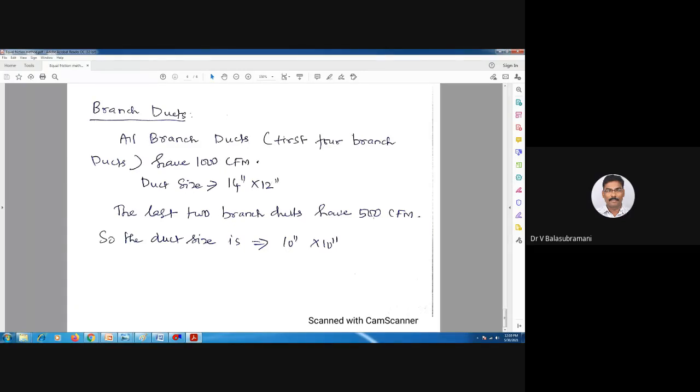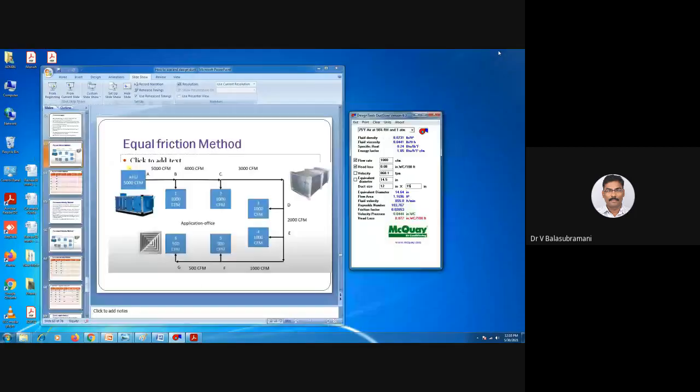The last 2 branch ducts have 500 CFM. So 10 inches cross 10 inches. So the same values may be used. Otherwise, you may check here. I think here also you will get the same. So this is the method which is adopted in the equal friction method for determination of duct size and velocities.